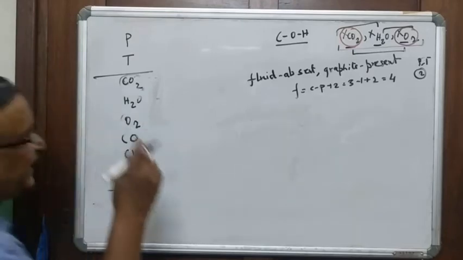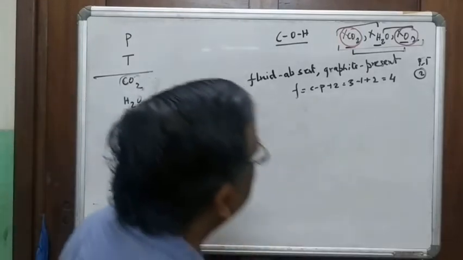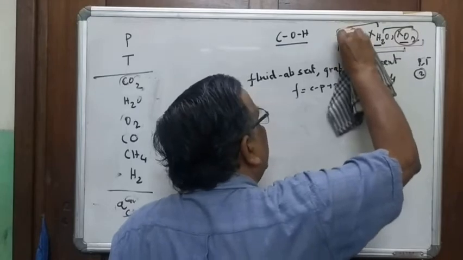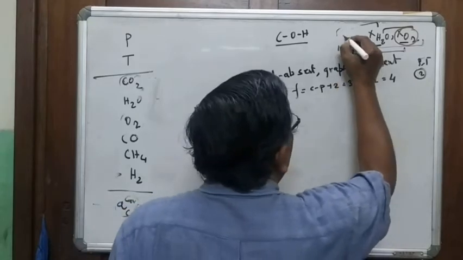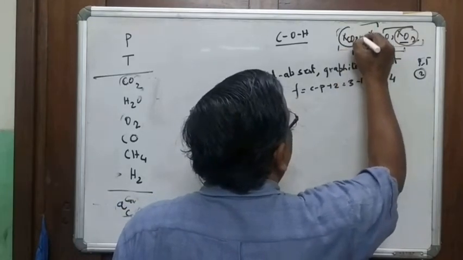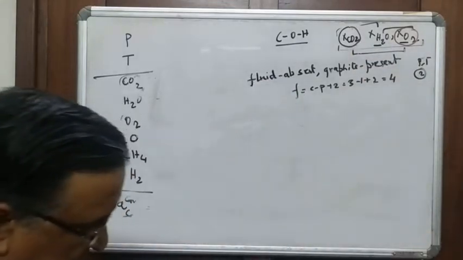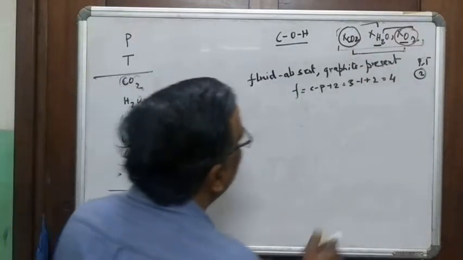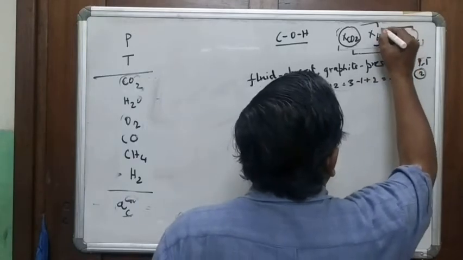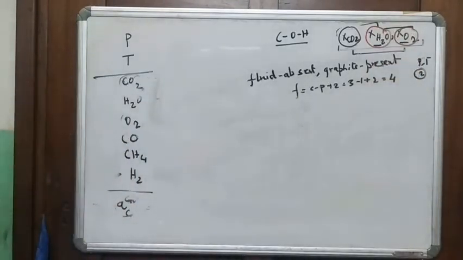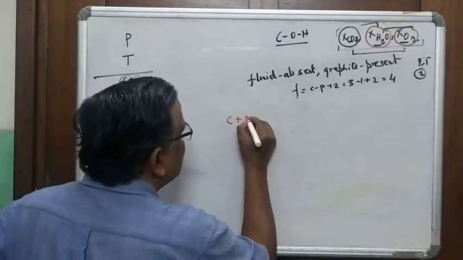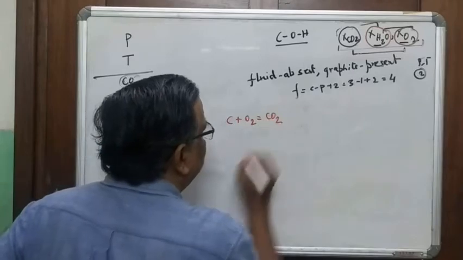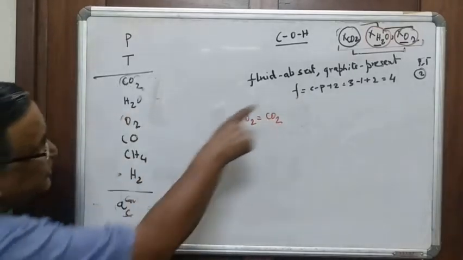Yeah. Let's say if instead of CO2, what would have happened if we took XH2O and XO2? What would have happened? Let's say if we had taken this, then what would have happened? So, in this case, C plus O2 is equal to CO2. Okay, so activity, you see graphite present.